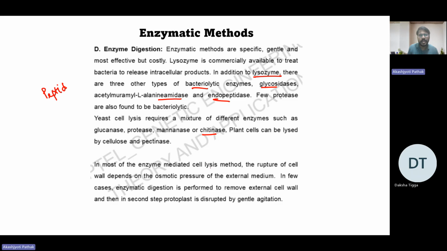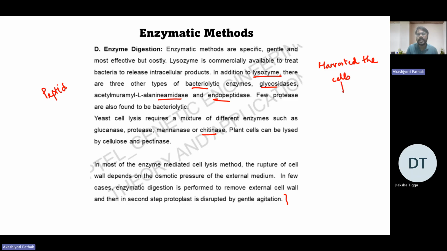In most enzyme-mediated cell lysis methods, the rupture of the cell wall depends on the osmotic pressure of the external medium. Basically, in enzymatic methods, once you have harvested the cells, meaning you have grown the culture and centrifuged it at 6,000 RPM for 10 minutes, you have obtained the bacterial cell pellet.